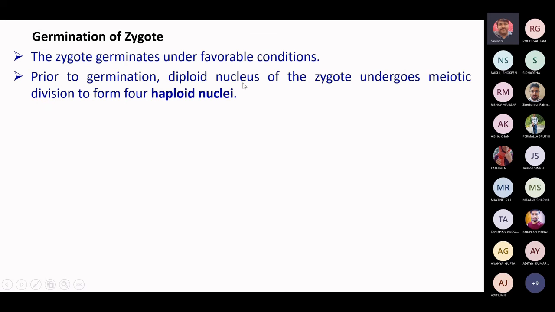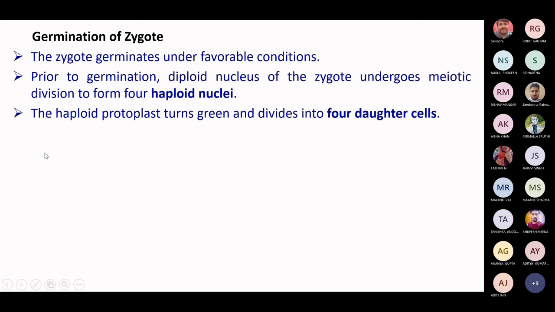prior to germination, the diploid nucleus of the zygote undergoes meiotic division to form haploid nuclei. So what kind of life cycle will it have? The zygote is the only diploid structure, so it is haplontic type. Earlier it was haploid, and the zygote is the only diploid structure. So it's a haplontic type of life cycle.